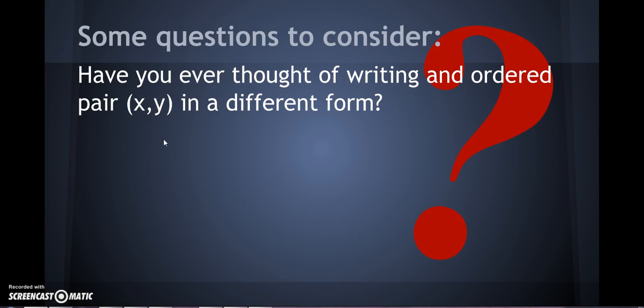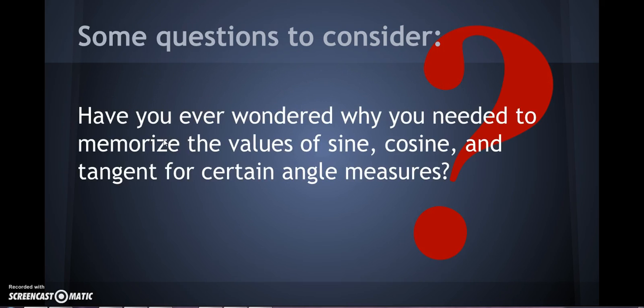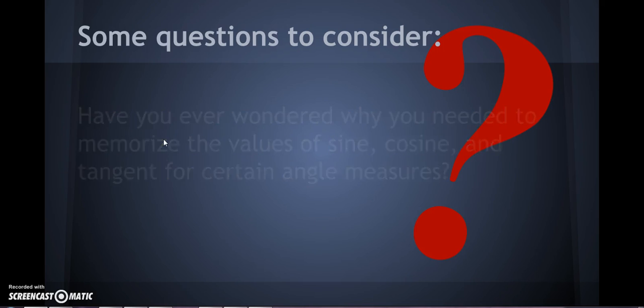So a question you can ask yourself is, have you ever thought of writing an ordered pair xy in a different form? You know, because this is probably the only way you've ever seen it. Or another question you might ask yourself is, have you ever wondered why you needed to memorize the values of sine, cosine, and tangent for certain angle measures? Because that's definitely a rigorous task.